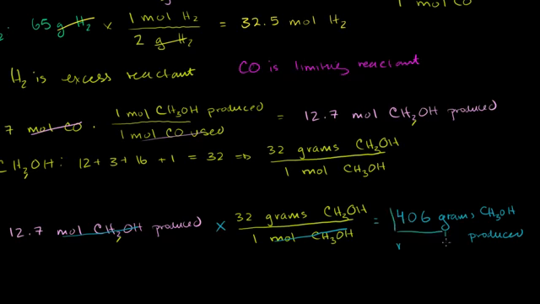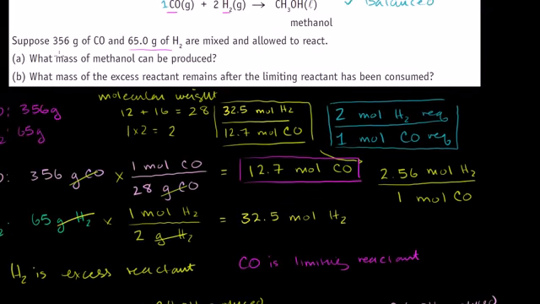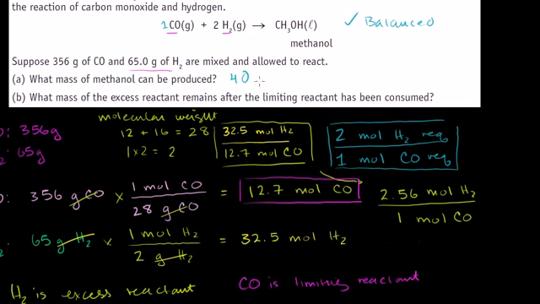So I think that was the first part of our question. How many grams of methanol? What mass of methanol? That's 400, and I have a horrible memory, 406 grams. And then they ask what mass of excess reactant remains after the limiting reactant has been consumed.